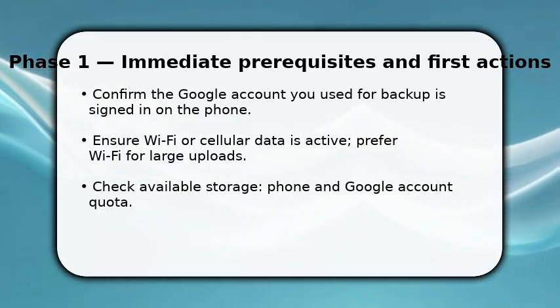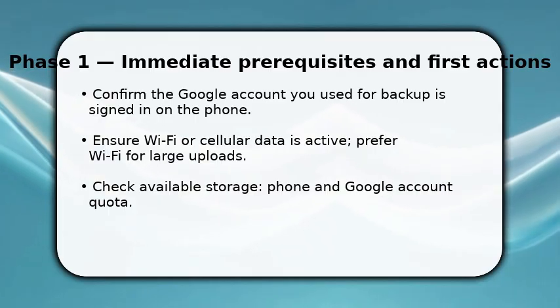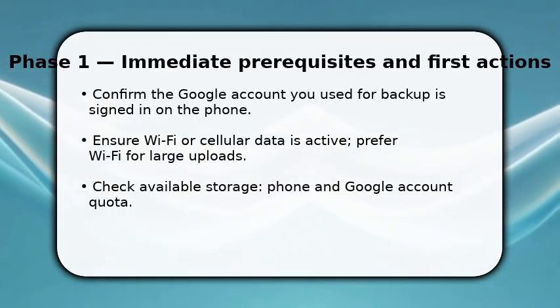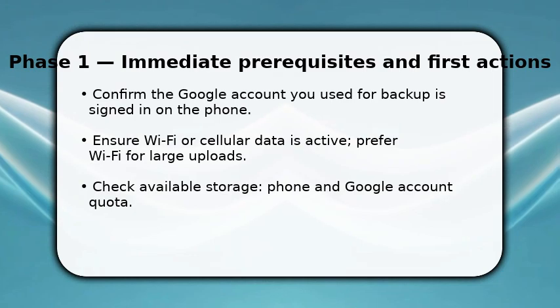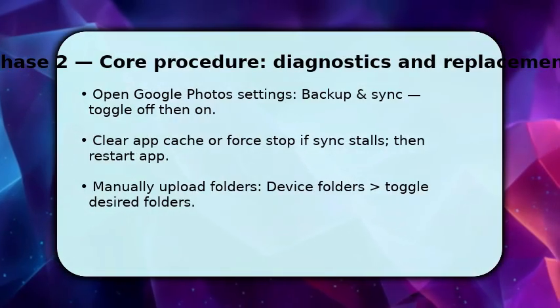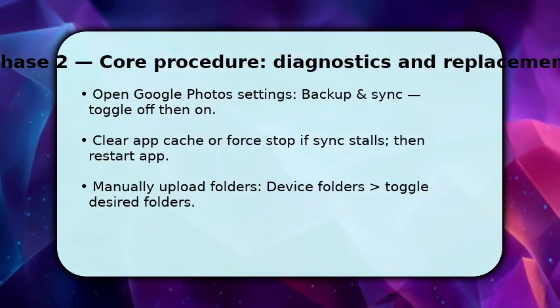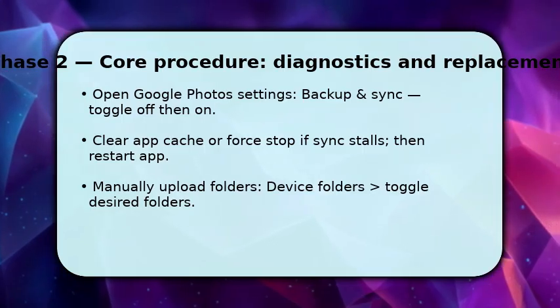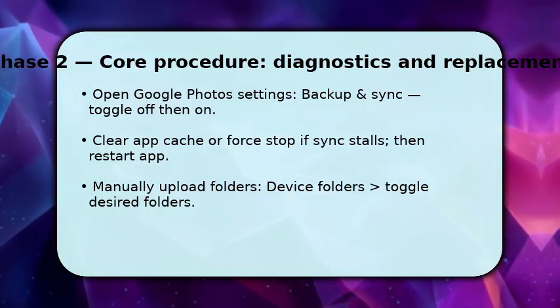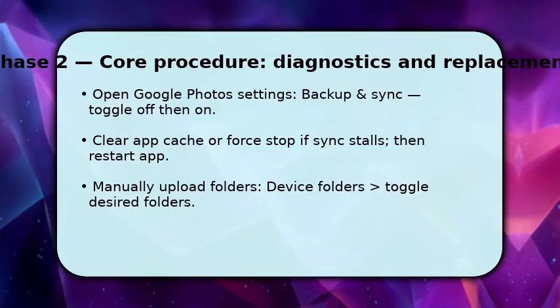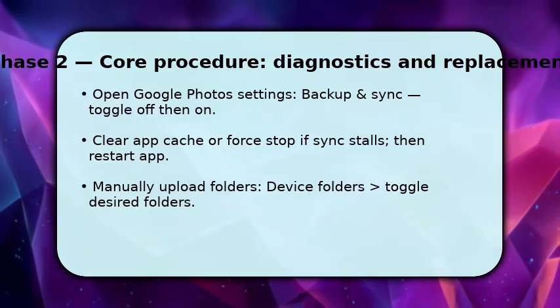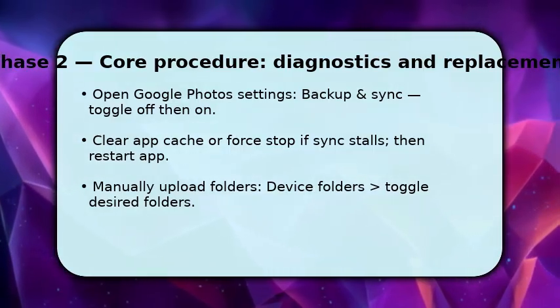Now open Google Photos. If prompted, allow permissions for photos, media, and storage. That lets the app access your pictures. Once you've allowed permissions, go to Backup and Sync and toggle it off, wait a few seconds, then toggle it back on to trigger a fresh sync. If syncing stalls, clear the app cache or force stop Google Photos, then reopen it to reset background tasks.